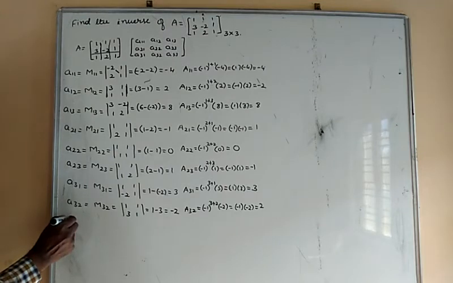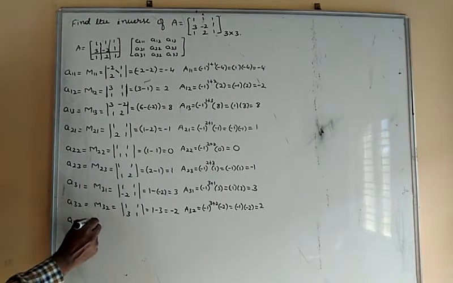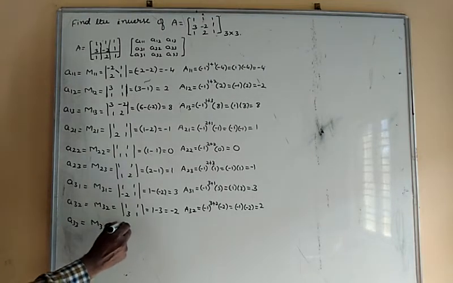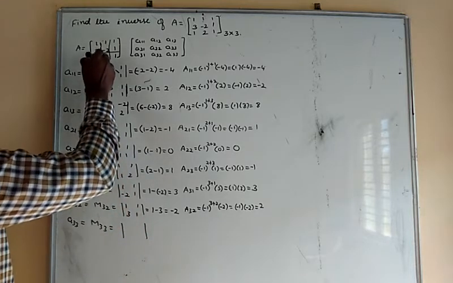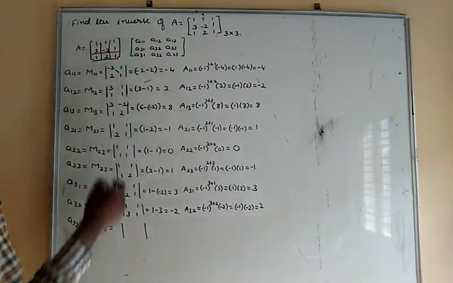Then the next one is A33, the last element. M33 means we have to leave the third row and the third column, since M33 lies in the third row and the third column.